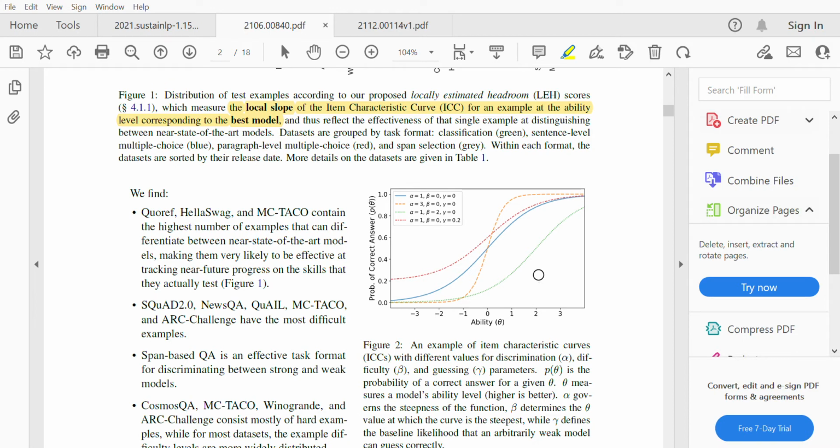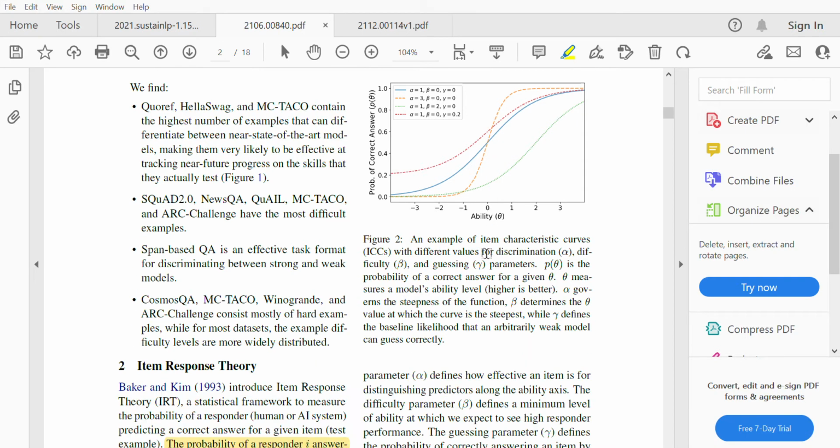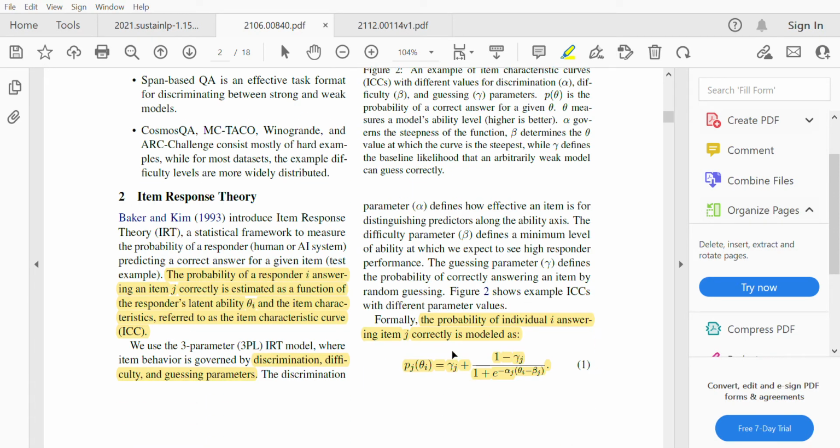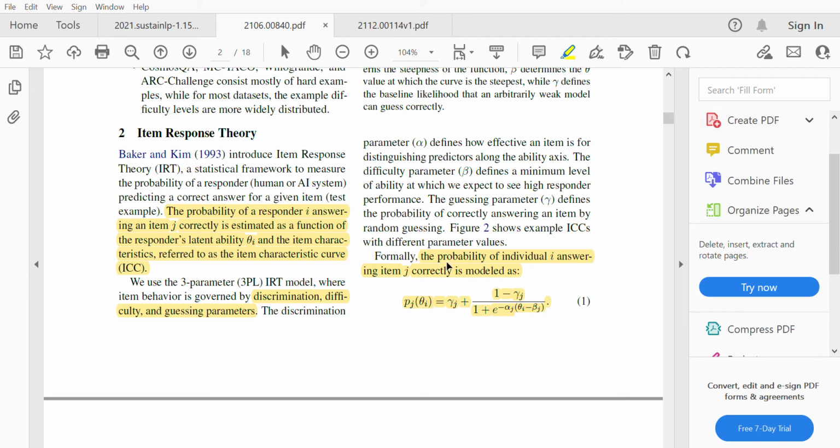What is the shape of this though? It really depends on a number of factors, on what models we're actually looking at and how well they perform on downstream data sets. So let's look at that equation here. You can see the definition here. They have the guessing parameter, the difficulty parameter beta, and the discrimination parameter alpha. And this is how we're going to define the probability of getting item j correct.